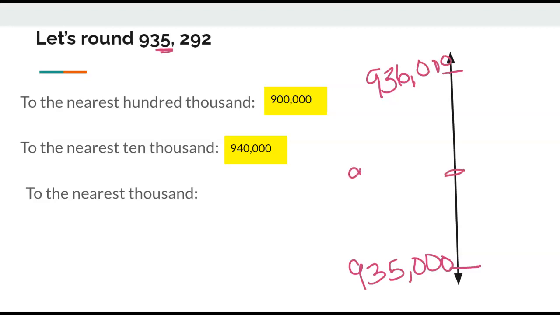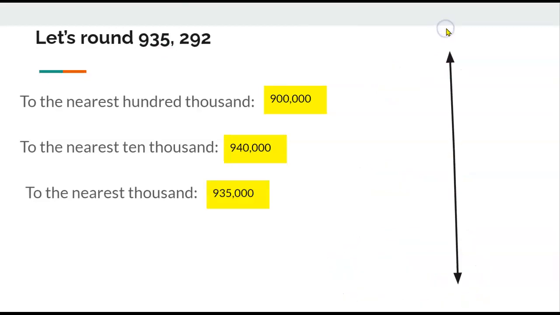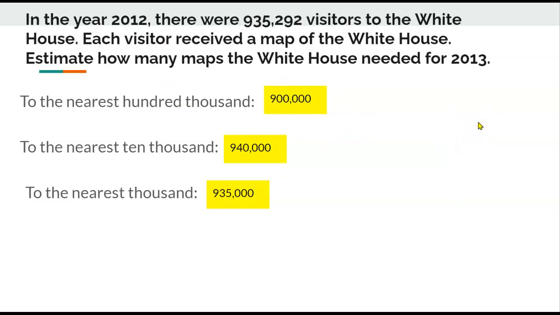Halfway between that is going to be 935,500. So if we look at our number, 935,292 is going to be less than 935,500. So it's going to be closer to 935,000. Okay, so we rounded this number to 3 different place values, and we got 3 completely different amounts. So now let's add this scenario to a real life problem.